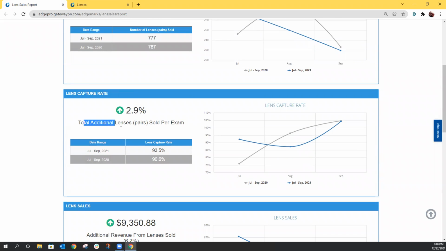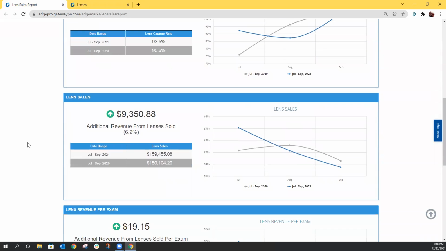So it's total additional lenses sold per exam. Just remember, this is based off that routine eye exam. Anytime you see the word per exam, that's what we're basing it off of. So we're just talking about, based off a routine eye exam, what's our percentage of lenses that are sold. I can even see my revenue that I generated off of my lenses that I sold. So this will be our total revenue.